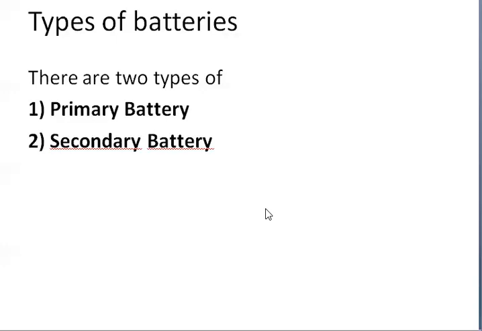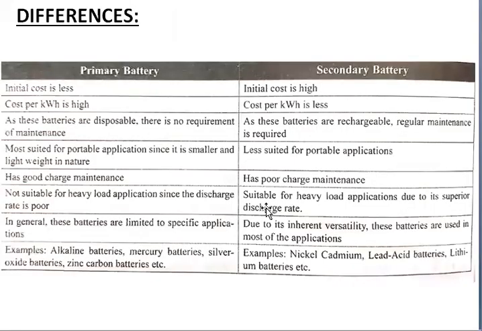And coming to the second one, that is secondary battery. The batteries that can be electrically charged for reutilization are called secondary batteries. These batteries allow passage of current in the opposite direction. That means in these batteries, the current can be passed in two directions. The examples are lead acid batteries, nickel cadmium batteries, lithium ion batteries. And coming to the differences between primary batteries and secondary batteries, these are the differences mentioned here.